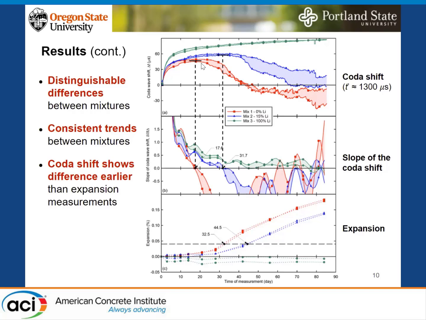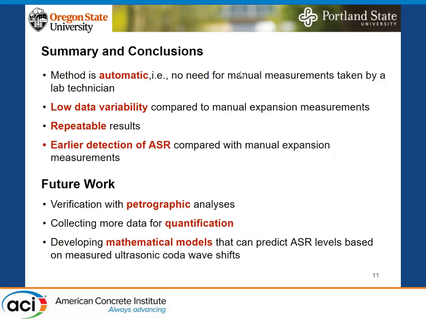Yeah, so to summarize here, the coda shift shows difference earlier than expansion measurements, and the trends are consistent between the different samples. And to summarize and conclude my presentation, I can tell the method we came up with after more than a year of experimentation is automatic. Automatic means there is no need for manual measurements taken by a lab technician. So you put the prism and attach the sensors inside the cooler, and then you let it be for 3 months. And there is low data variability compared to manual expansion measurement.